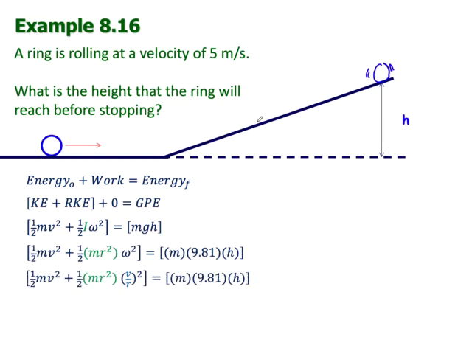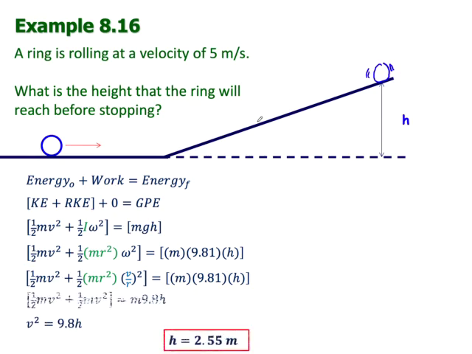And plugging in V over R for omega, just so we can solve this a little bit easier, we get that. And you end up with the height. After you quick solve this one, you can cancel out the m's in all three terms. 1/2 plus 1/2 just gives you v squared equals that, and your height it's going to roll up to before stopping is 2.55 meters.